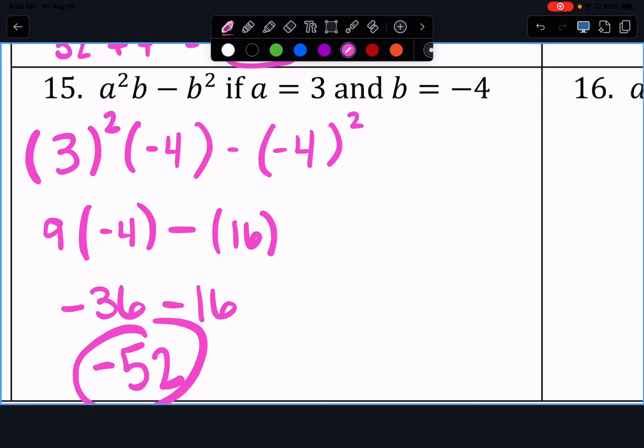All right, let's go ahead and flip to the back. We'll flip to the next page. I don't know how the layout is.